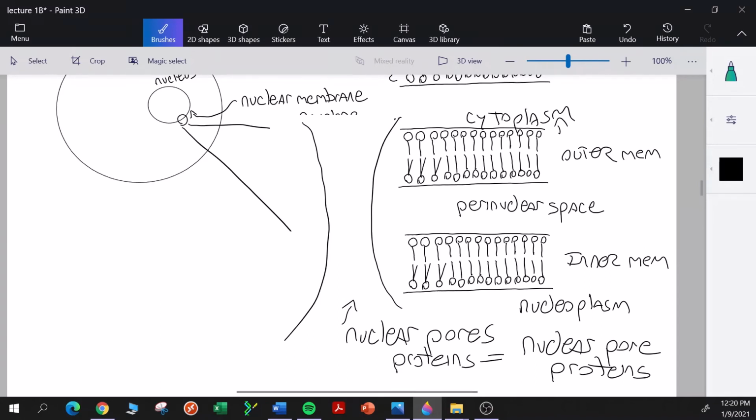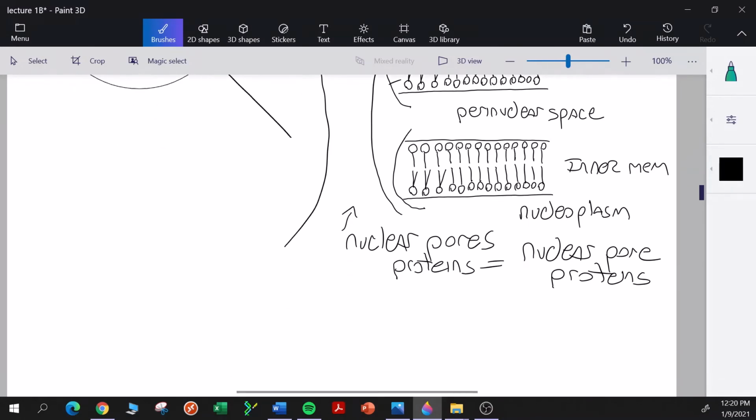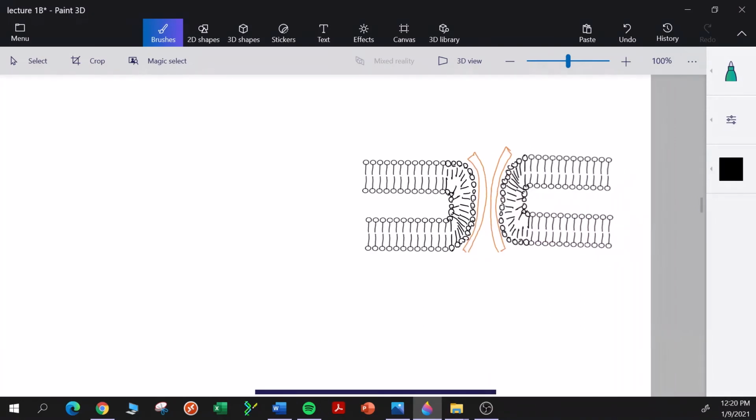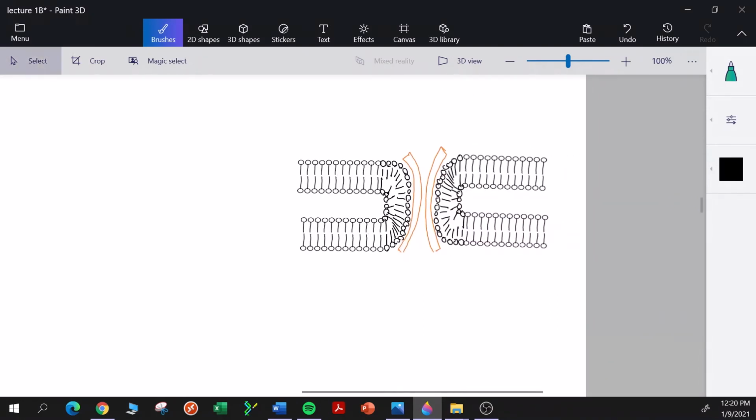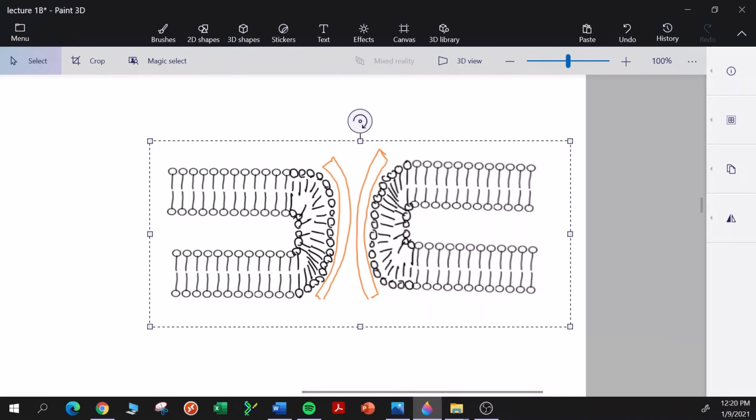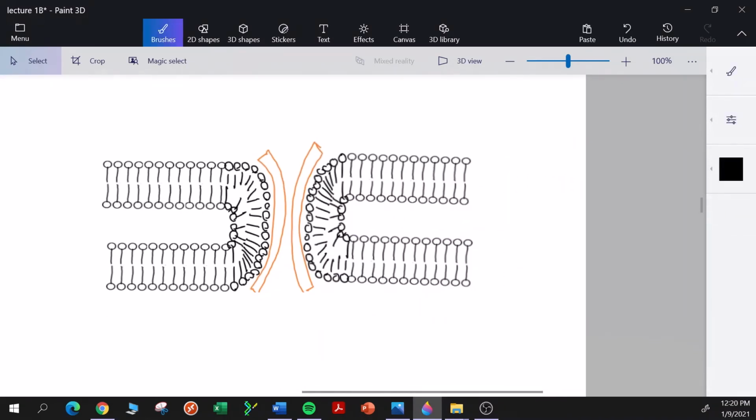Another thing, I have these inner and outer membranes just sort of running into the pore. Well, scientists don't think it looks like that. They think it looks something like this. And here is that diagram I had pre-prepared for us. Maybe I can enlarge this. Okay, so what are we looking at here?